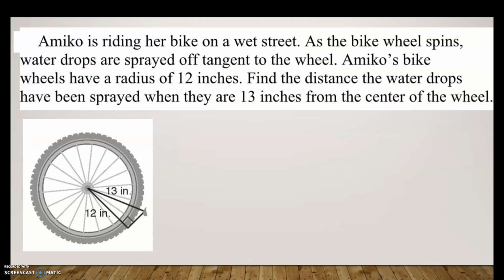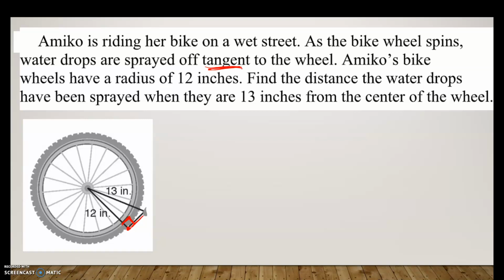My first question: Amiko is riding her bike on a wet street. As the bike wheels spin, water drops are sprayed off tangent to the wheel. So this guy right here is going to be my tangent to the wheel. Wherever it's tangent, that is your point of tangency, and that is where your right angle is formed. A lot of times students want to put a right angle somewhere else. Right at that point of tangency on your circle, that creates your right angle.